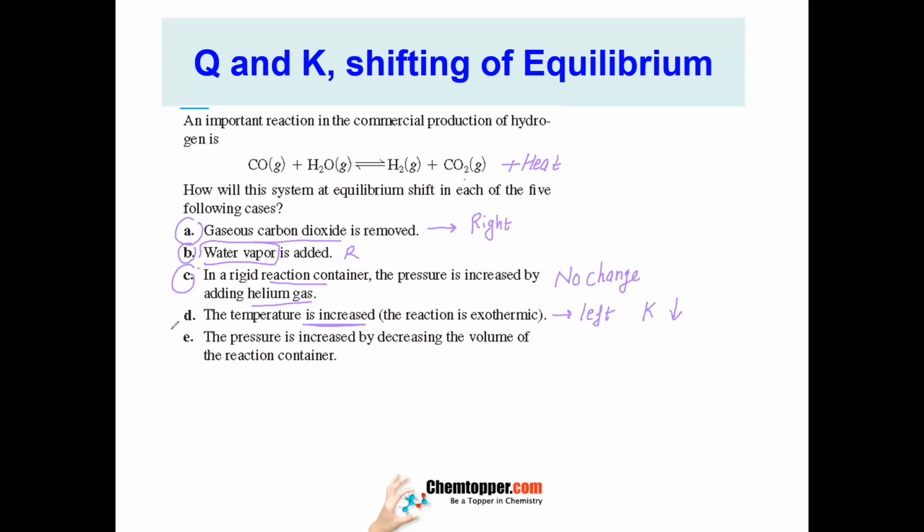Pressure is increased by decreasing the volume. So as you decrease the volume, pressure increases. So the system will try to go in the direction of low pressure. Which side has low pressure? Check the moles. Two here, and Ritika is right because there is hardly any change in pressure. So no shifting, no change. Easy, children?